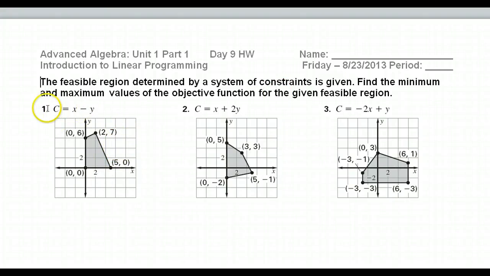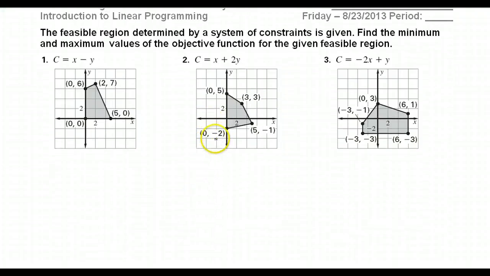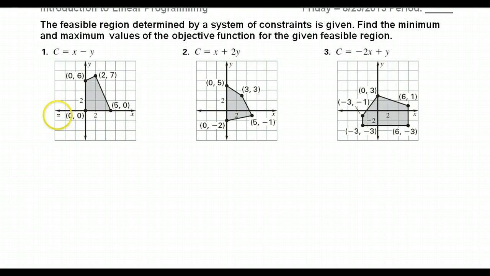Okay, so for example, this c equals x minus y, that is the objective function. And these points here are the vertices. So if you want to find the max and min, you want to substitute these values one by one into the objective function. So for example, starting with 0, 0, c would equal 0 minus 0, which of course is going to give you 0.